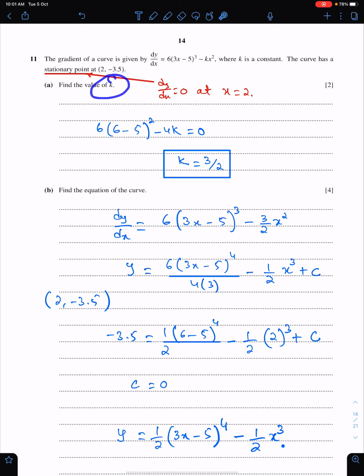For k, we need to put this thing into this equation. So first put this to 0 and substitute x by 2. So k is 3 upon 2.